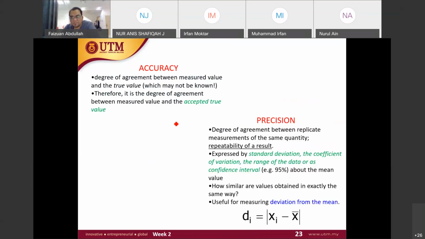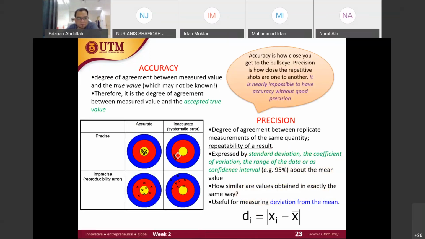It is expressed by standard deviation, the coefficient of variation, or confidence interval about the mean value. How similar are values obtained exactly the same way? That is the basic thing of precision. And it is useful for measuring deviation from the mean, right?